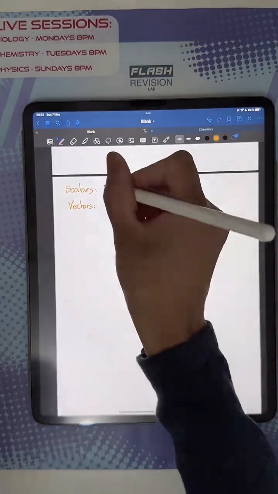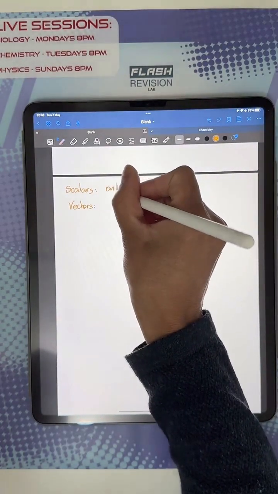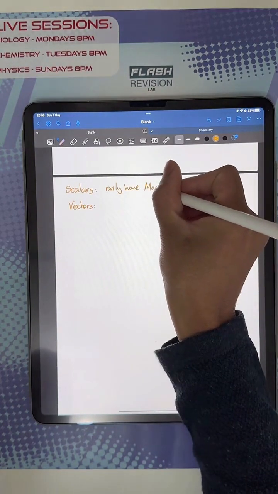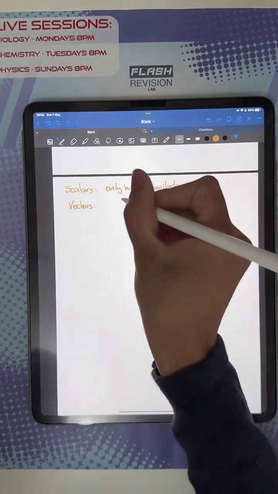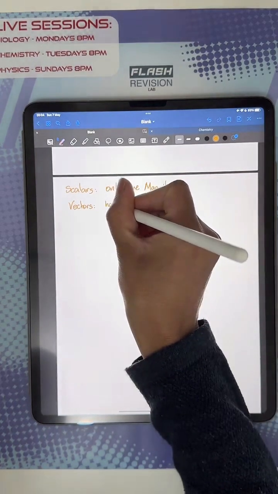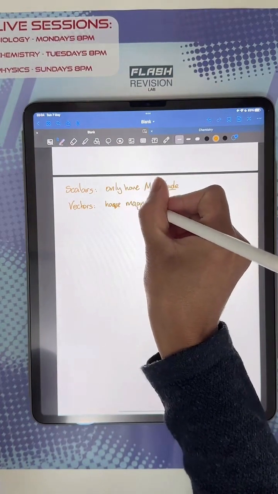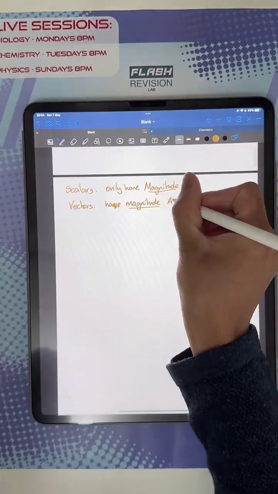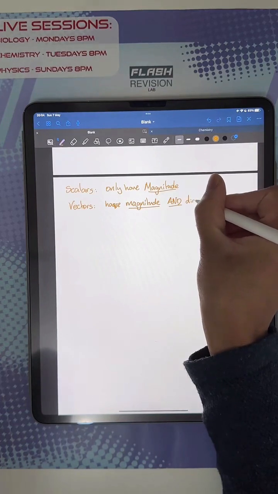Yes, perfect. So scalars only have magnitude. Vectors have magnitude and direction. So what do we mean by that?